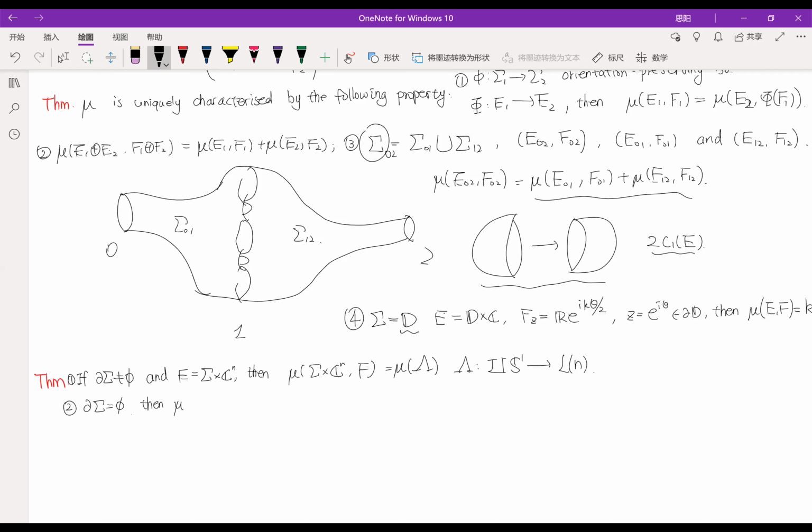then mu of E and the empty total real subbundle is 2 times the first Chern class of E. To be more explicit, it is just c1 of E paired with the fundamental cycle of sigma, and this belongs to H2 of sigma with values in Z.